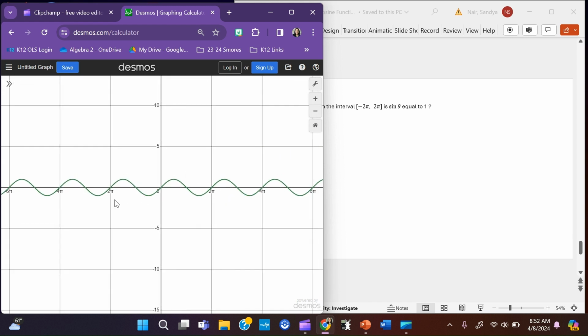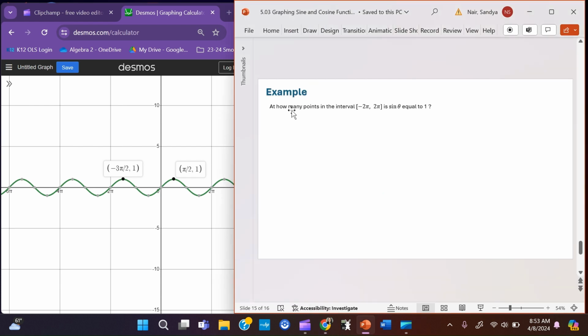Okay, so -2 pi to 2 pi, and we're looking for where it's equal to 1. Okay, so here I can see it's equal to 1, right? And then here's another place it's equal to 1. And then this is past 2 pi, so I don't want that point. Okay, so how many points in the interval -2 pi to 2 pi is sine of theta equal to 1? It's at 2 points, right? We know what those points are. We know that at -3 pi over 2 and pi over 2, it's equal to 1.